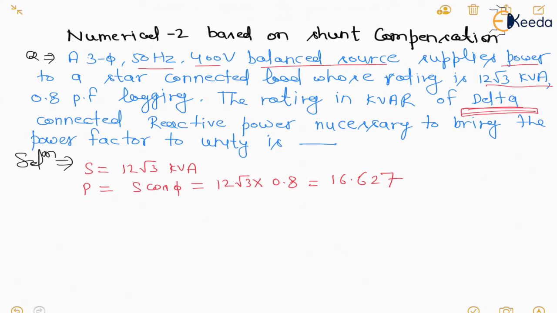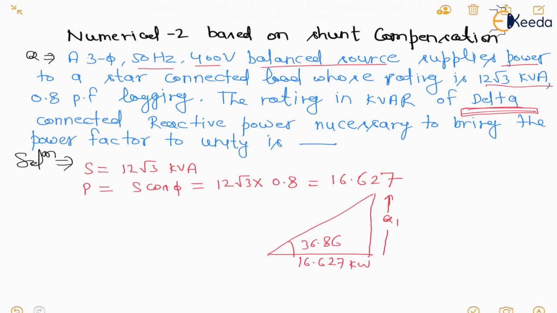The question asks the rating in kVAR of delta connected reactive power necessary to bring the power factor to unity. Let us assume from the diagram, this is P. P calculated is 16.627 kilowatt, and the power factor angle was 36.86. Initially this was Q1, without compensation.